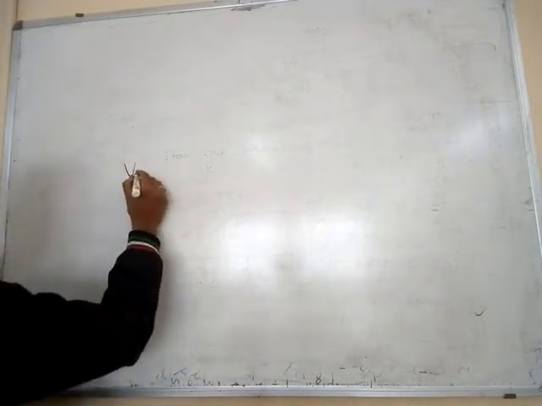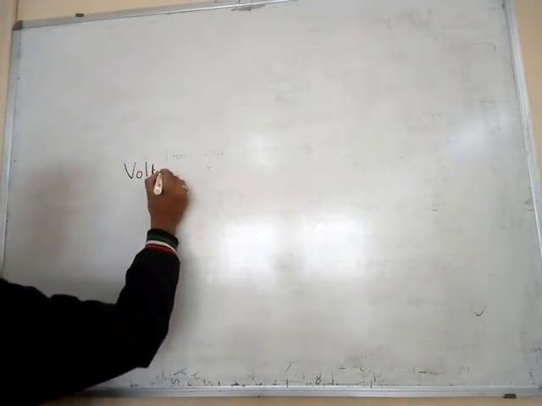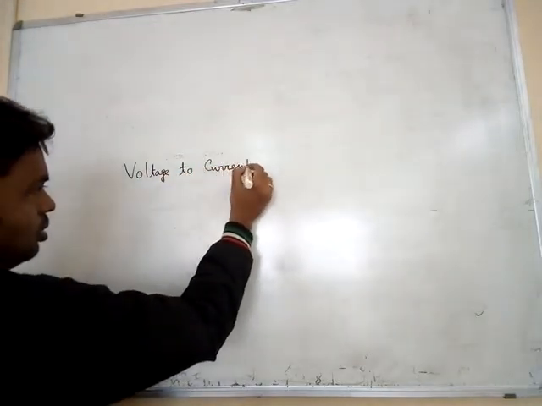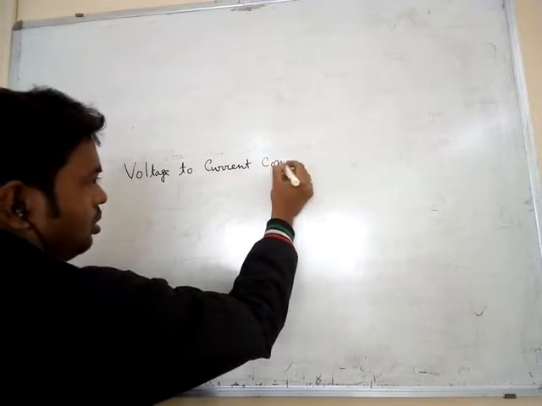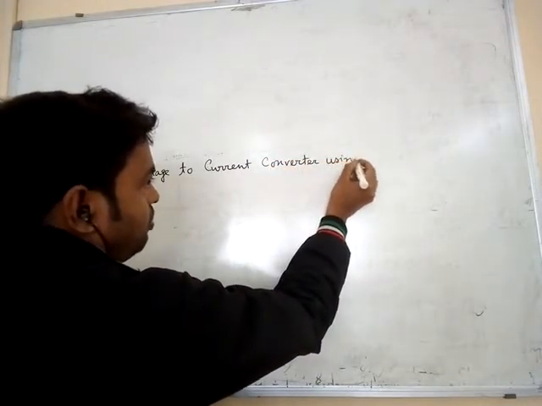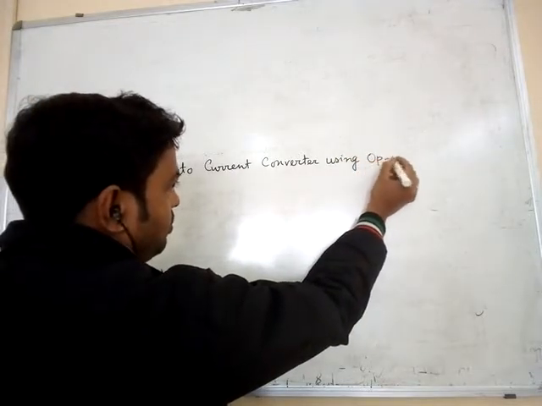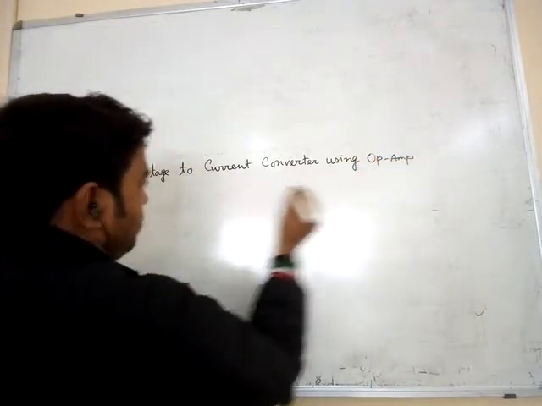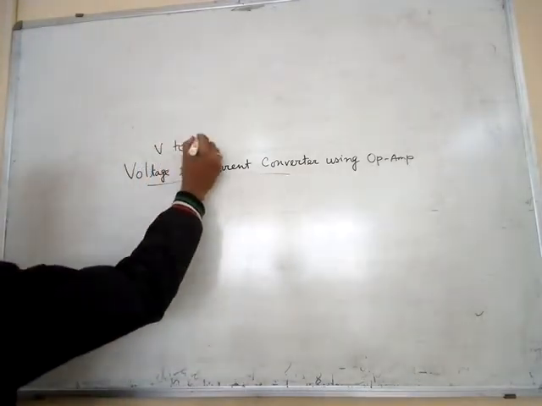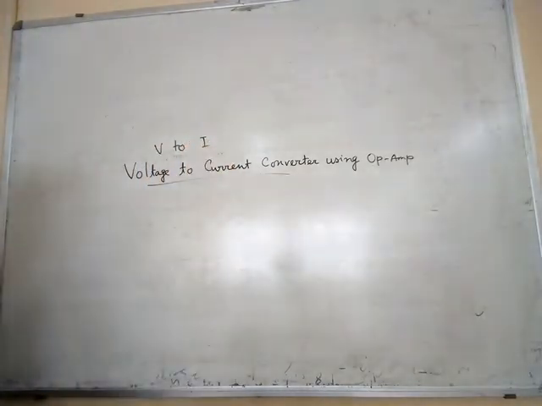Today we perform voltage to current converter using op amp. You can say it is a V2I converter. So first of all, I want to say why we use this circuit.